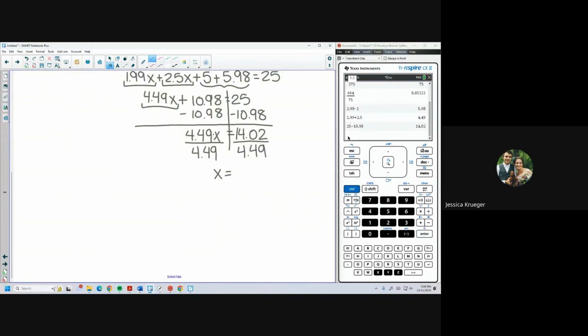And this I'm definitely going to do in my calculator. 14.02 divided by 4.49. And I get the x could be 3.12249. So that's where the cost is going to be equal to $25. If I buy 3.12249 pounds of grapes, I will spend exactly $25.